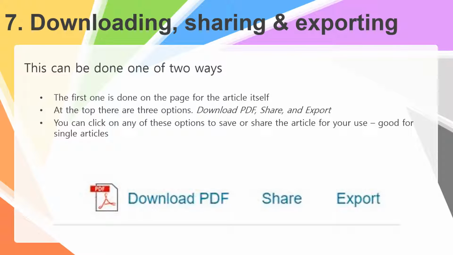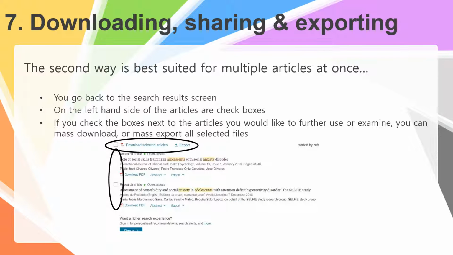This can be done in one of 2 ways. The first way is done on the page for the article itself. At the top, there are 3 options: download PDF, share, and export. You can click on any of these options to save or share the article for your use, and this is typically good for single articles. However, the second way is best suited for multiple articles at once.